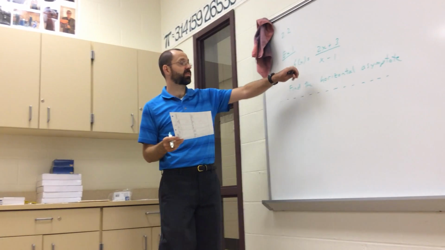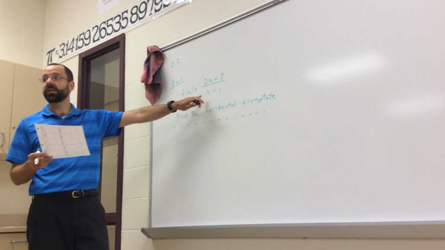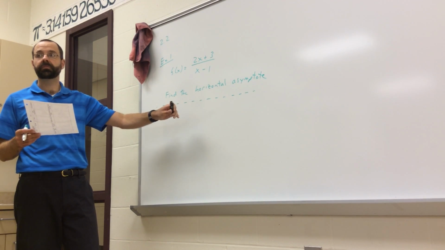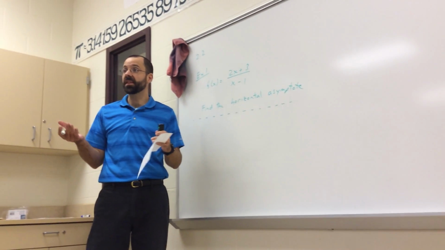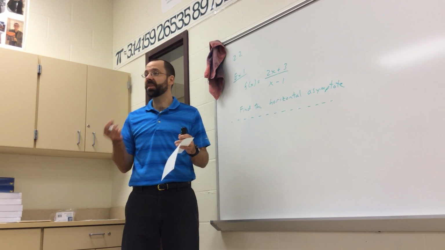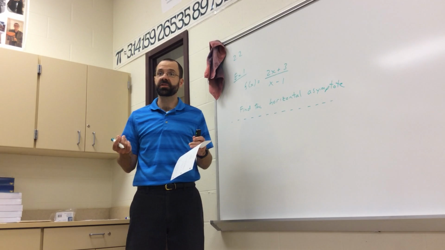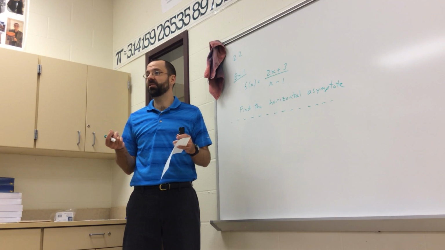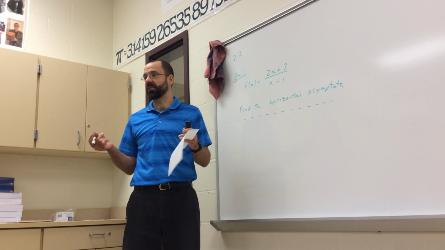F of x is 2x plus 3 over x minus 1. And the question is, find the horizontal asymptote. Okay, so you've done this problem before in pre-calc. But the method they taught you only works with certain types of functions. So I'm going to teach you the method that works with any type of function.